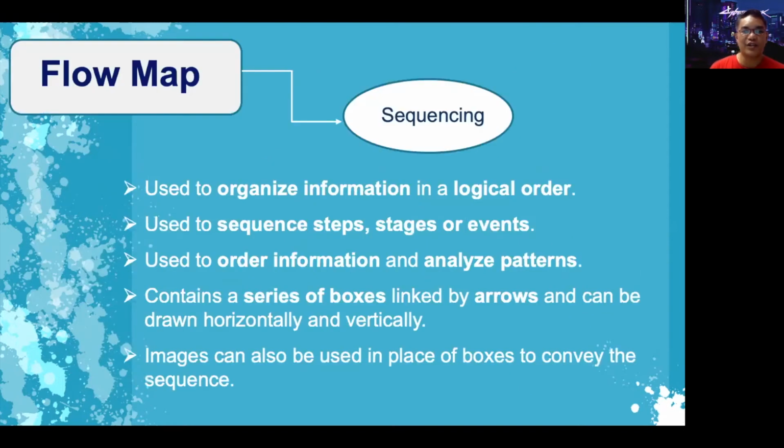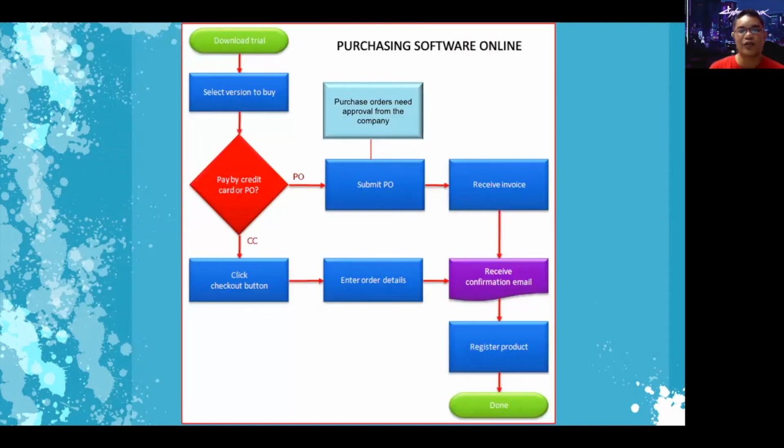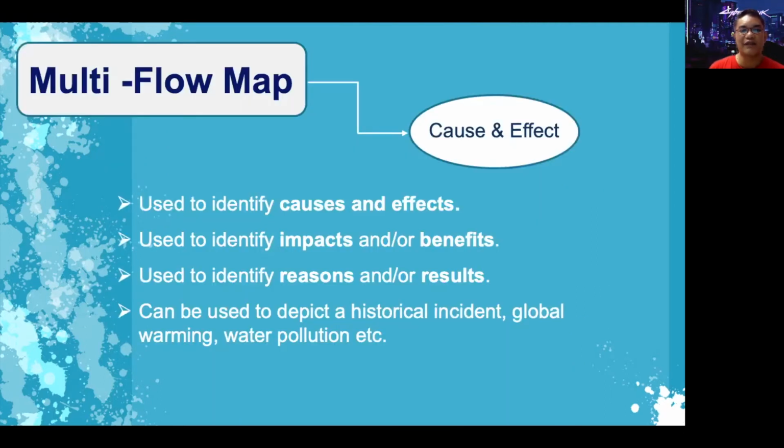Flow map, sequencing, used to organize information in logical order. Kita sequencing lah daripada mula sampai habis. Step 1, identify the steps of the process, and then you go to step 2, you add sub-stages as necessary. Purchasing software online. Multi-flow map.